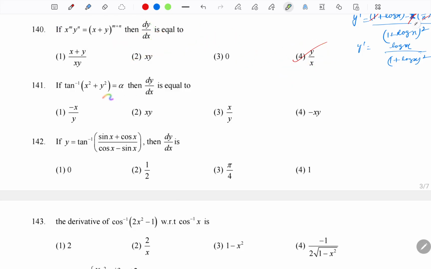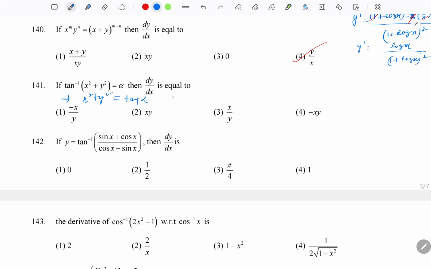Next question, see this one. What is given? It's tan inverse of this expression equal to alpha. Very simple. Taking tan inverse to the other side, we get tan alpha, and then the derivative is very easy. Then x square plus y square equal to tan alpha.